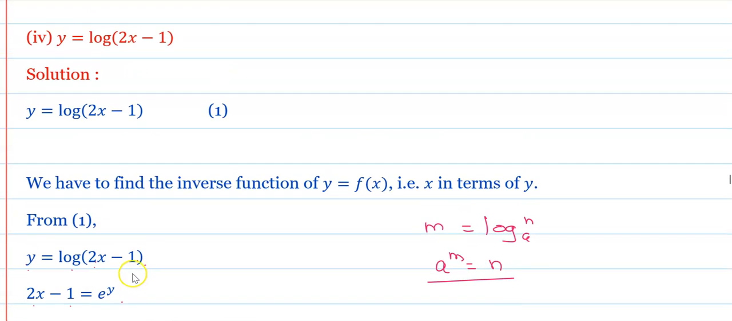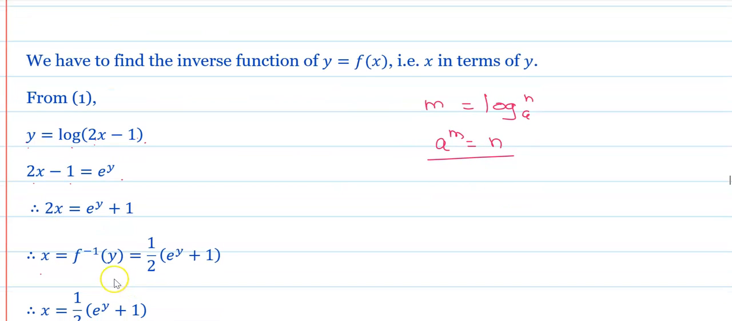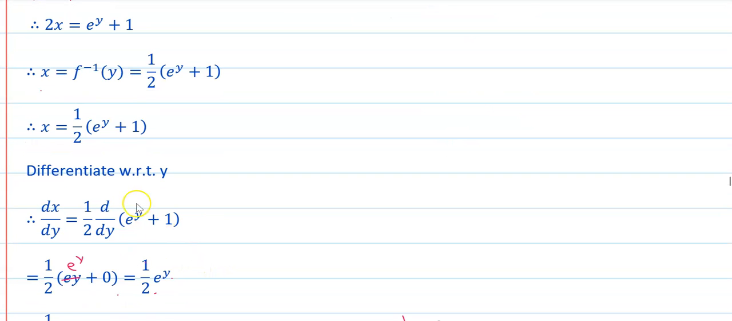You can see that. Okay, the logarithmic function, we will represent it in exponential. Find out the value of x in terms of y. X is equal to 1 upon 2 e raised to y plus 1. Find out its derivative with respect to y. It is 1 upon 2 e raised to y. Okay. Its derivative will be how much? 1 upon 2. The derivative of e raised to y is e raised to y. Derivative of 1 is 0.